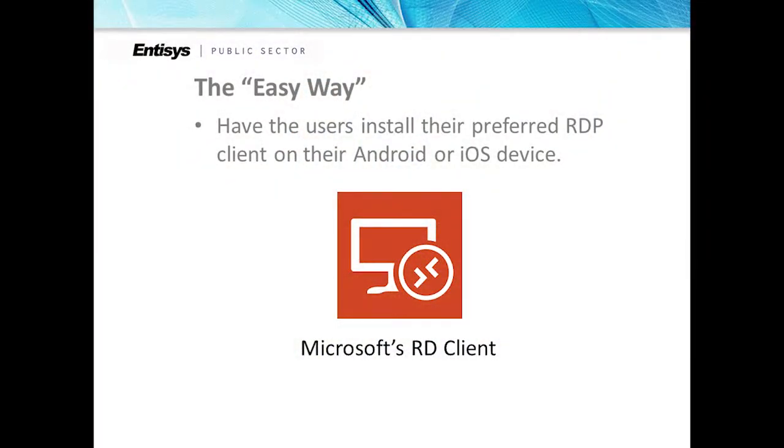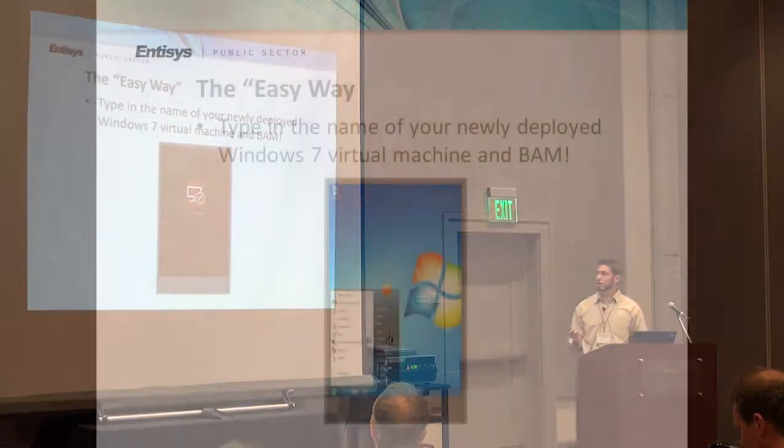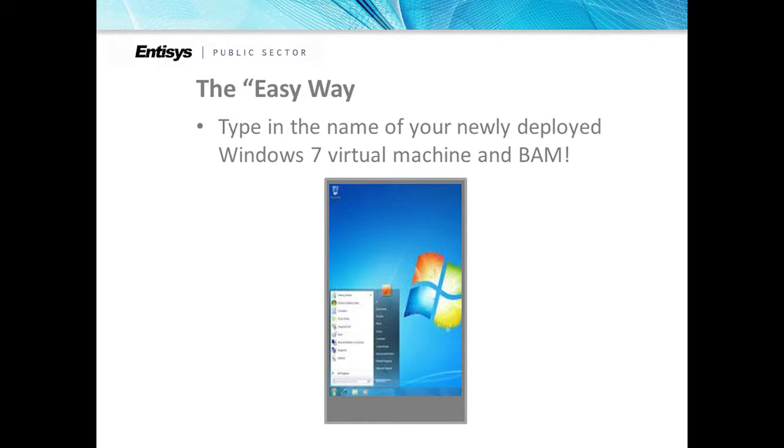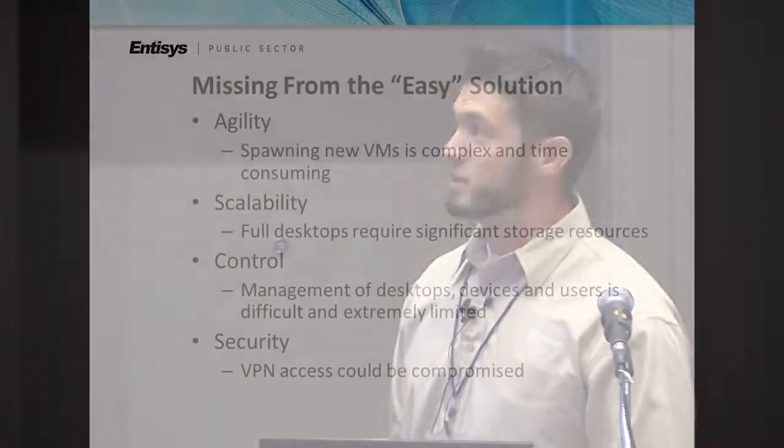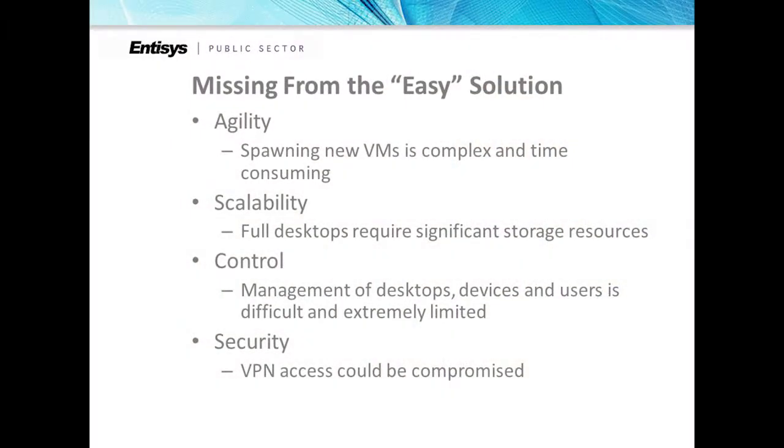I've got to find some way to connect, so I'm going to use RDP. I'll download Microsoft's RD client. And I've got everything I need. Launch the application, type in my virtual machine name, and there you go. Just like that. Super simple, right? Except it seems like it's missing something. There's just not enough there. And what's missing from this easy solution?